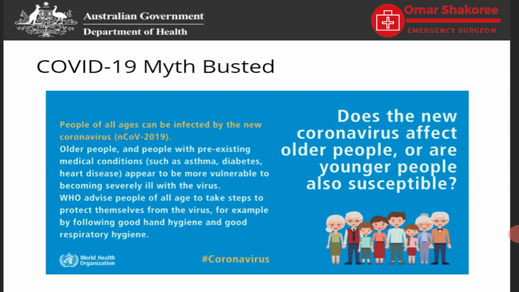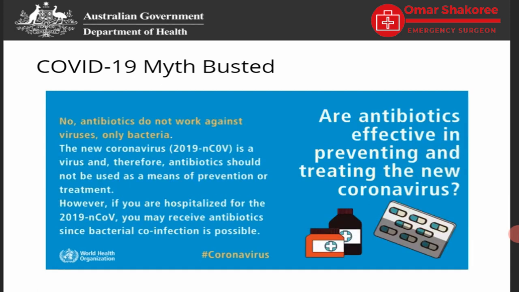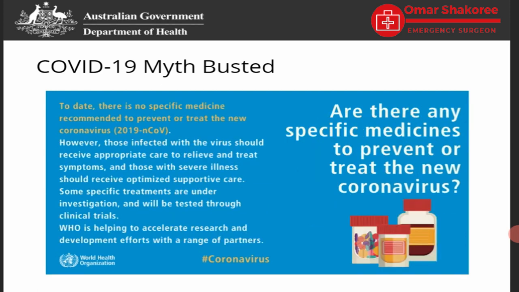Does the new coronavirus affect older people, or are younger people also susceptible? People of all ages can be infected with the new coronavirus. Are antibiotics effective in preventing and treating the new coronavirus? No, antibiotics do not work against viruses, only against bacteria. Are there any specific medications to prevent or treat the new coronavirus? Up to date, there is no specific medicine recommended to prevent or treat the new coronavirus.